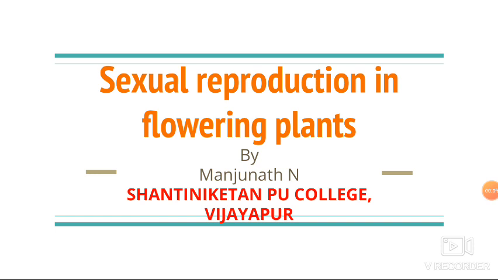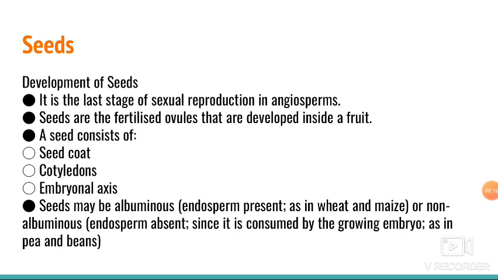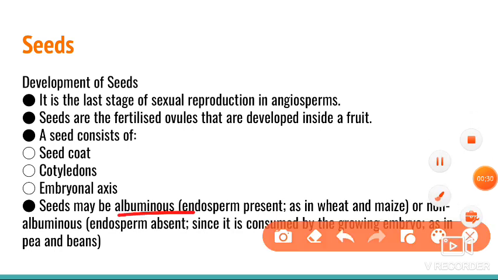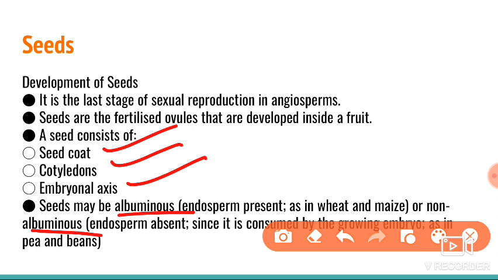In the last video lecture of this chapter, we studied about the seed, the types of seeds and their layers, what they are covered with. Along with the types of seeds, we studied albuminous and non-albuminous seeds. Usually seeds are covered by a seed coat, and they contain cotyledon and the embryonal axis.